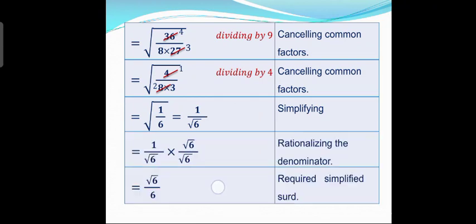And now here the square root of 6 is an irrational number and it is in its denominator. So fixing this problem, or rationalizing the denominator, we multiply this by its rationalizing factor, that is square root of 6, and also divide by square root of 6. After simplification, we get the required simplified surd, that is square root of 6 over 6, and now its denominator is a rational number. This is our required simplified surd.